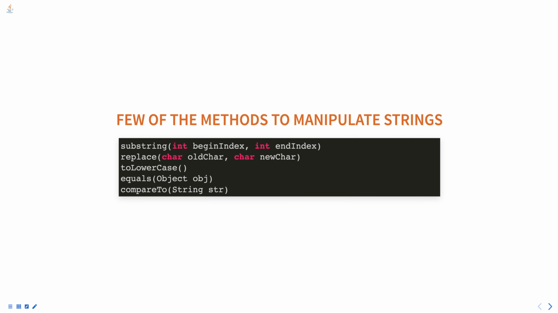equals(Object) compares the value of the string to the value of the given object and returns true if they are equal. compareTo(String) compares the value of the string to the value of the given string and returns an int indicating their lexicographic order.